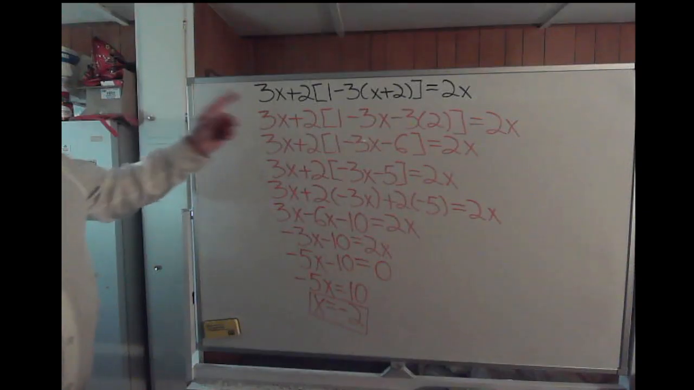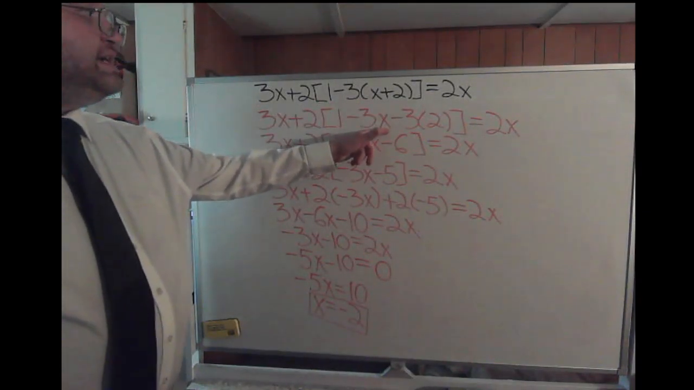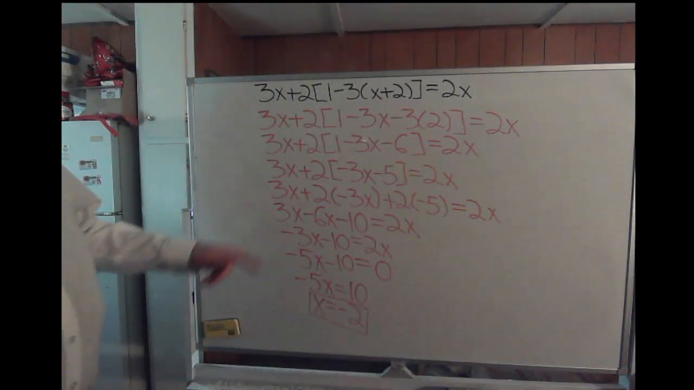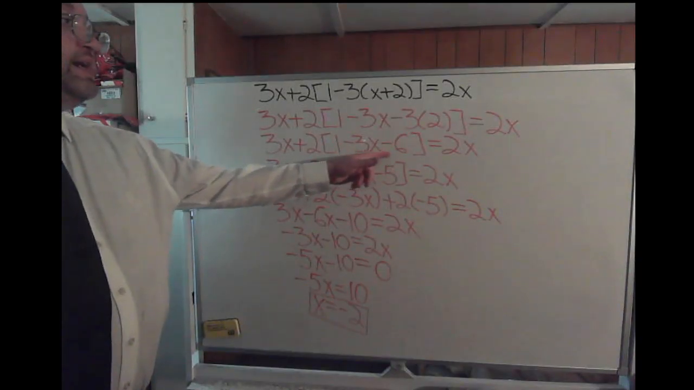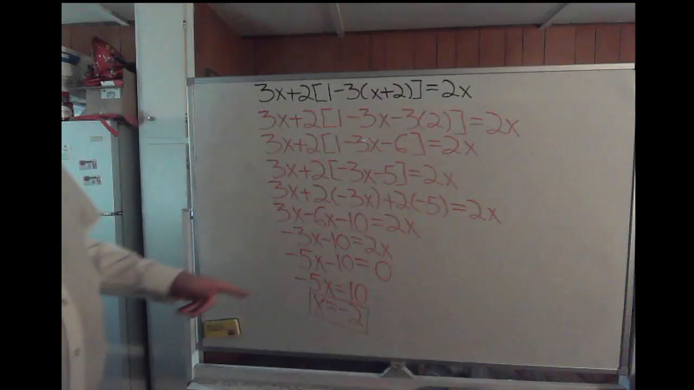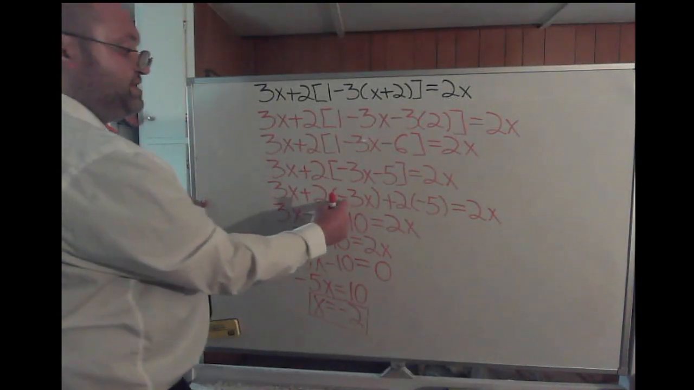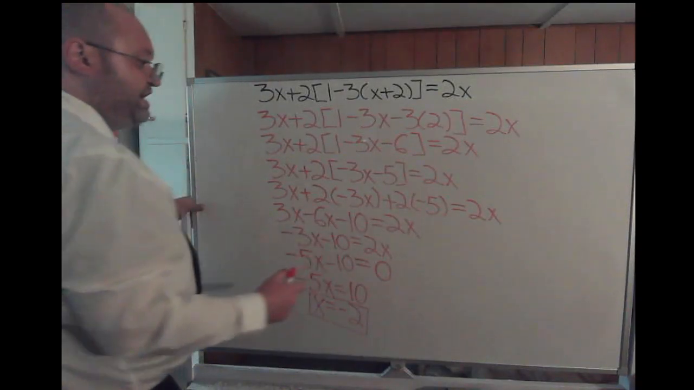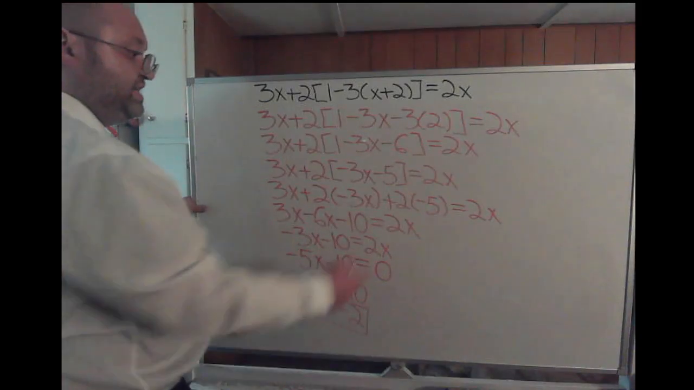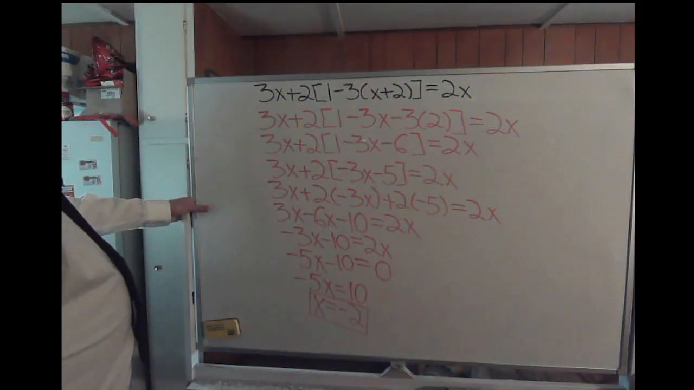So I took the problem, I started inside the brackets here, I distributed that negative 3 times the x, then that negative 3 times the 2. I ended up here in the brackets with 1 minus 3x minus 6, which simplified down to negative 3x minus 5. Then I took that 2, distributed it inside the brackets, so you have 2 times the negative 3x plus 2 times negative 5. So I ended up with 3x minus 6x minus 10 is equal to 2x. Then I simplified, went all the way down, got x equals negative 2.